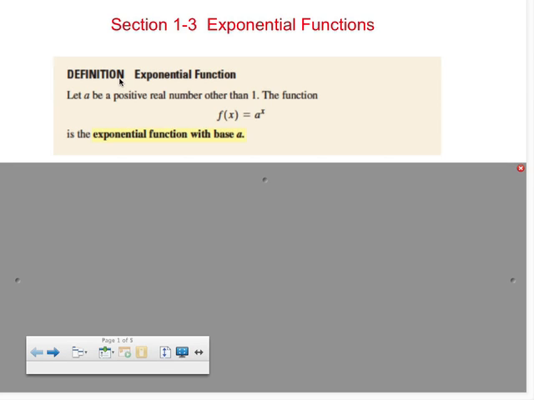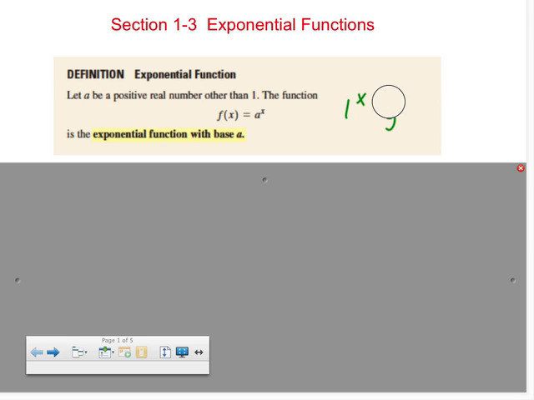Today, let's look at section 1.3, which is exponential functions. So an exponential function is one where the variable x is up here as an exponent. So the definition says that we're going to let a be a positive real number that's not 1. If a happened to equal 1, you'd have 1 to the x power, which of course is always equal to 1. And so you have a horizontal line and it'd just be y equals 1. So that is not allowed here.